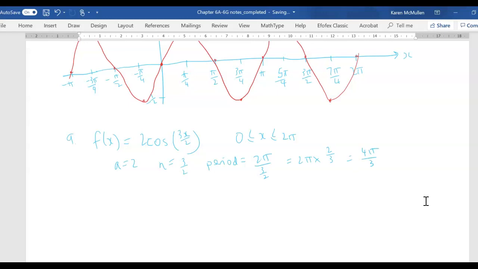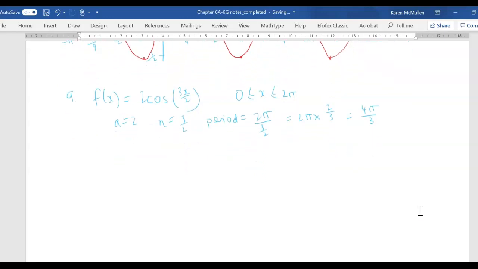All right, so a bit of a tricky one to draw. We're going from 0 to 2 pi. So let me get my axis. So we've got x, and here we've got f of x. Our amplitude, so we're going from 2 to -2. Okay, so our period is 4 pi on 3, and we're going all the way up to 2 pi. So I'm going to put 4 pi on 3 here. Halving that is going to be 4 pi on 6, and then halving that again is going to be 4 pi on 12.